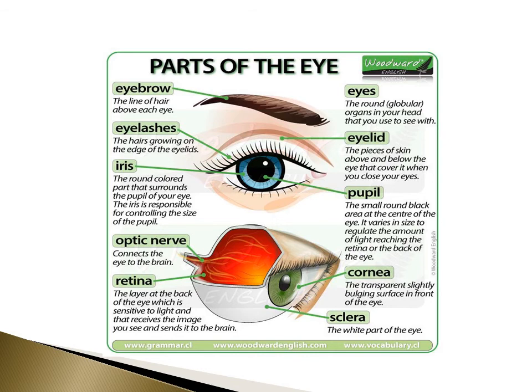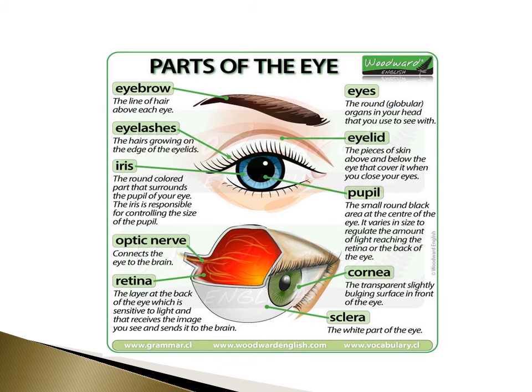Next we have the iris. The iris is the round colored part that surrounds the pupil of your eye. The iris is responsible for controlling the size of the pupil. As you can see in this picture, it's blue. In other countries, we have blue irises. In our country, we have brown to black, I guess. So the iris is responsible for controlling the size of the pupil.